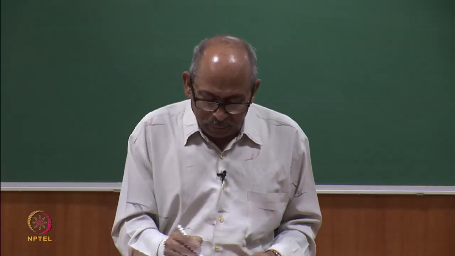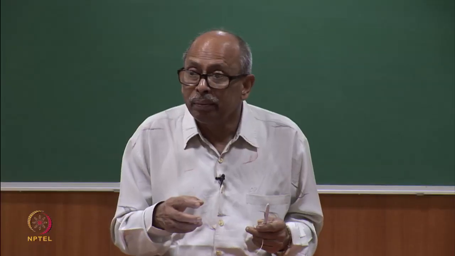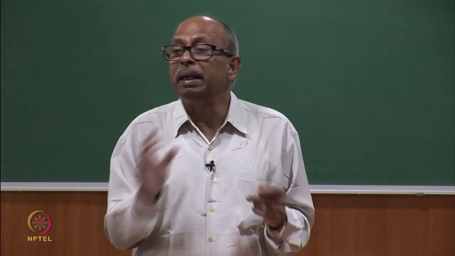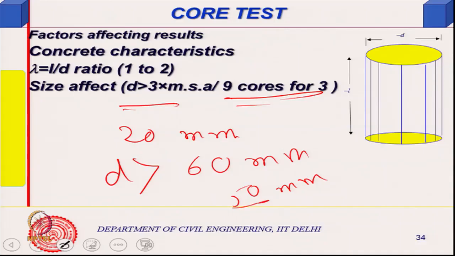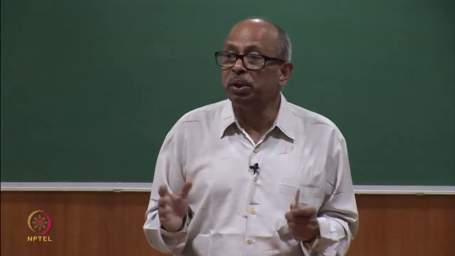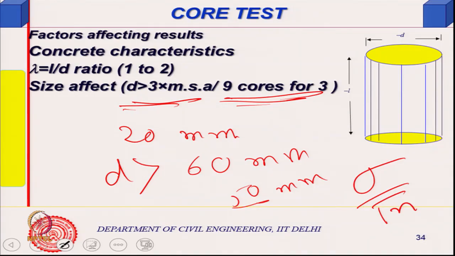For example, if you take a 50 mm core, you might have somewhere more mortar and less aggregate, or maybe more aggregate and less mortar. So, the standard deviation will be larger. In such cases, what is suggested is that if you are testing a small size core, you might test 9 cores instead of 3 cores of the appropriate size, because you have to take care of the higher standard deviation, and remember accuracy is sigma over root n.